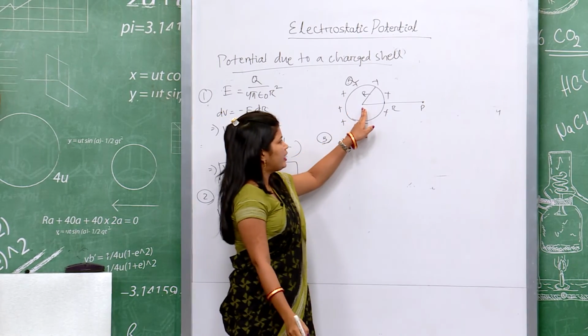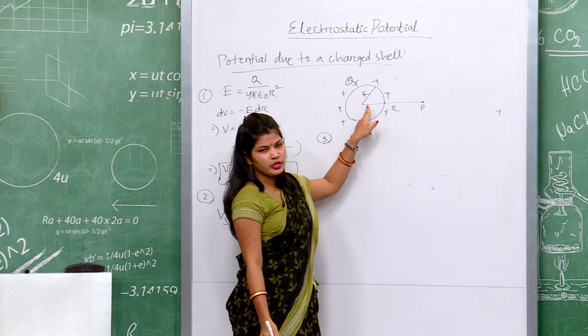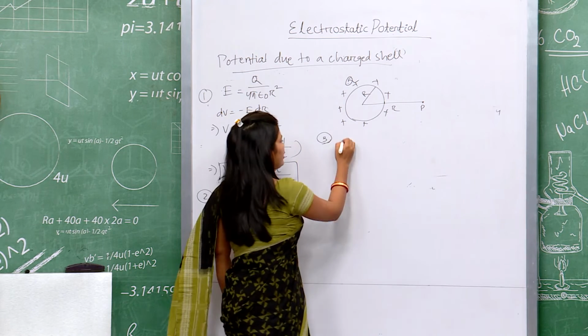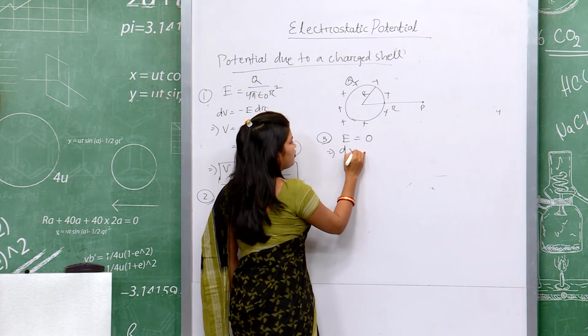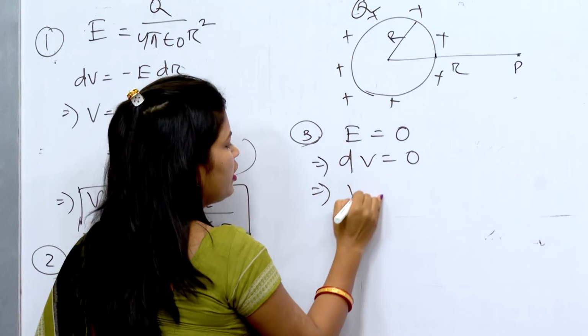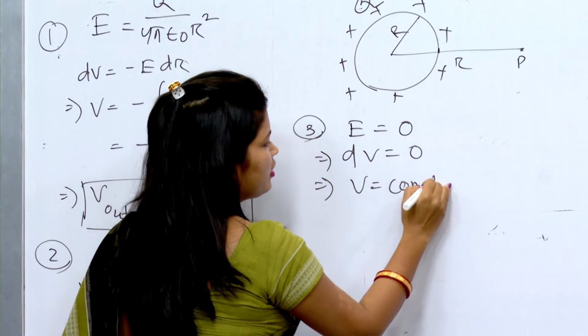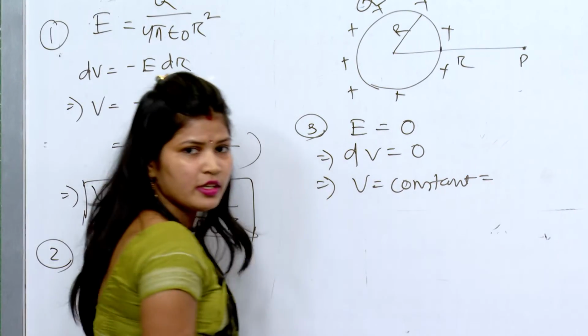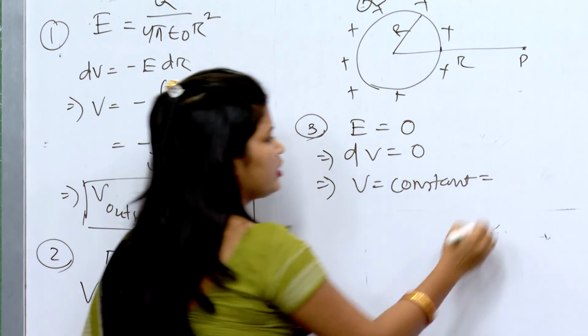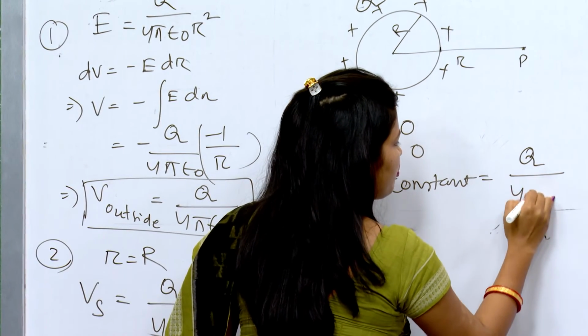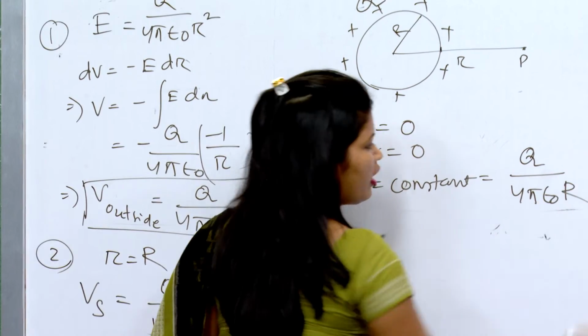you know that the electric field inside the conducting sphere is 0. So, inside the sphere the electric field is 0, that means dV is equal to 0. So, V is constant, the same as the potential on the surface, that is Q by 4 pi epsilon naught capital R.